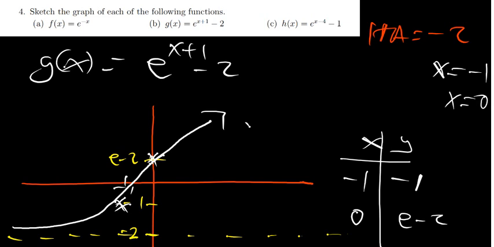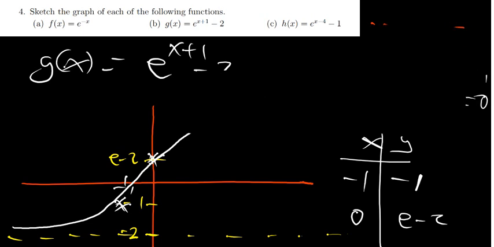So the domain of this is always negative infinity to positive infinity, but the range is always restricted. In this case, from -2 not included, all the way to positive infinity. So that is it for this question. Let's go to part C.